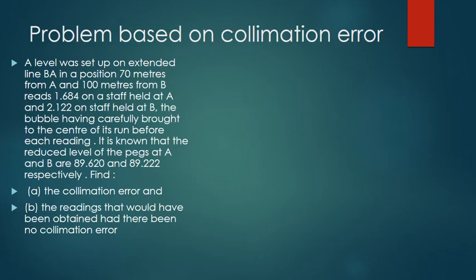Now what we can expect here is that there is going to be some collimation error, and we have to find out that error. Then in the next part we are going to find out, if there was no collimation error, what our true or correct staff reading would be. Now let us see how we can represent the problem in a pictorial way.